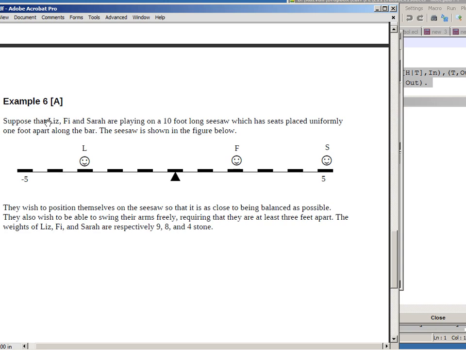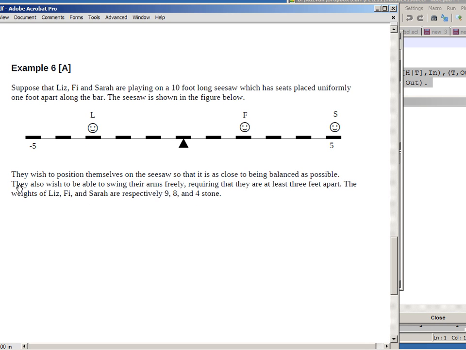Now, there's another constraint. If we read carefully, they also wish to be able to swing their arms freely, requiring that they are at least 3 feet apart, right? So 3 feet apart. They have to be. So we have relatively simple constraints, just that we cannot be guaranteed to be 0. We could take the sum of the momentums and constrain it to 0, but then we may not get a solution. We're not certain to get a solution at that point, right? So we want to minimize it, and we're going to learn how to minimize it. And actually, it's extremely simple.